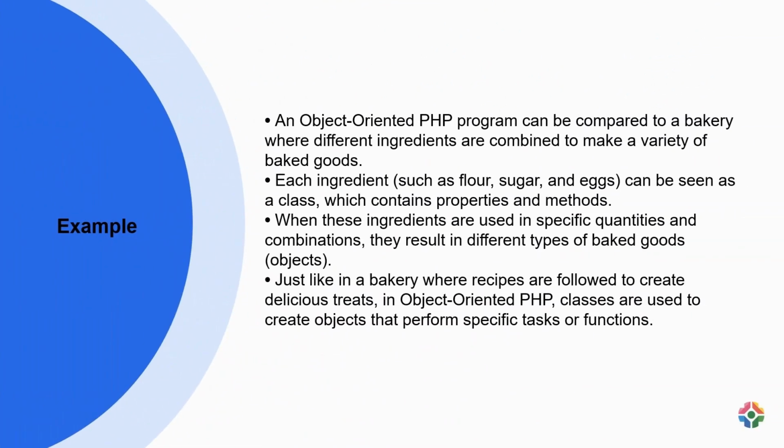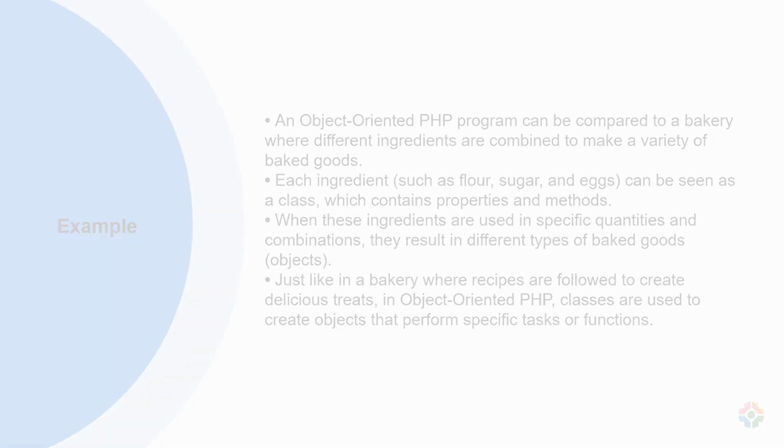An object-oriented PHP program can be compared to a bakery where different ingredients are combined to make a variety of baked goods. Each ingredient, such as flour, sugar, and eggs, can be seen as a class, which contains properties and methods. When these ingredients are used in specific quantities and combinations, they result in different types of baked goods objects. Just like in a bakery, where recipes are followed to create delicious treats, in object-oriented PHP, classes are used to create objects that perform specific tasks or functions.